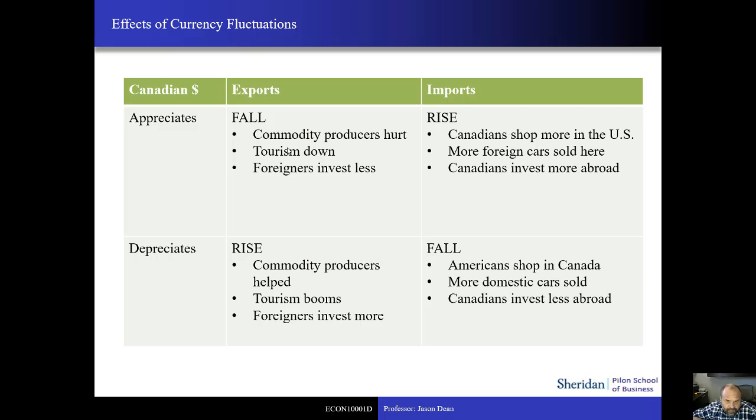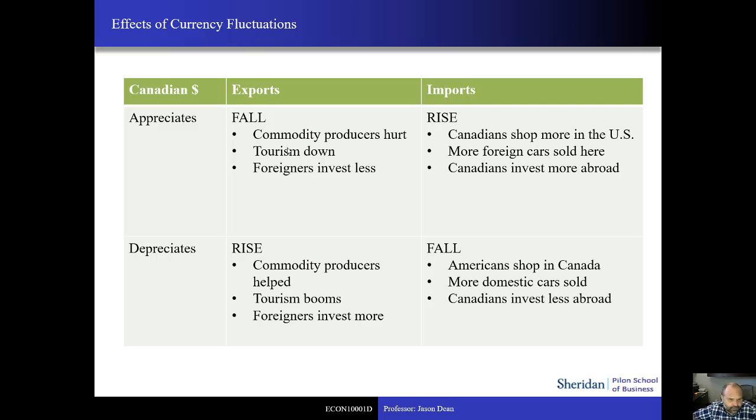On the other hand, imports would tend to rise, right? Because our currency is stronger, we can buy more from other countries, so we're going to tend to import more. So we would have more Canadians shopping in the US, for example, more foreign cars sold here, more Canadians investing abroad. We would want to maybe buy more US investments.